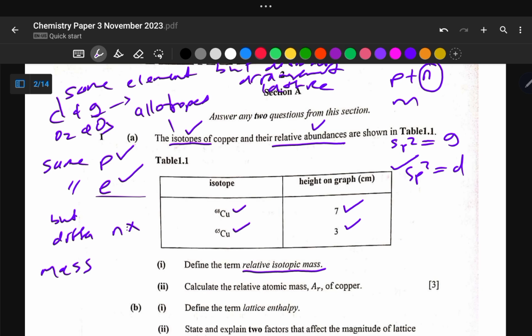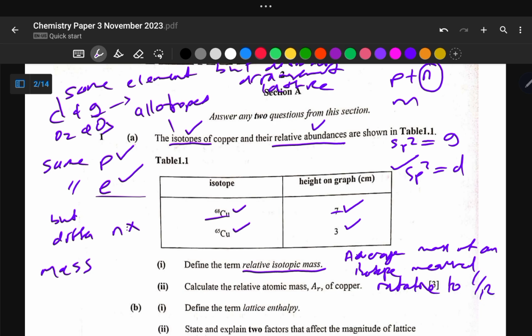So we are given abundance and isotopic mass. We are required to define the term relative isotopic mass. Relative isotopic mass is defined as the average mass of an isotope of an element measured relative to 1/12 the mass of a carbon-12 atom. The average mass of an isotope measured relative to 1/12 the mass of a carbon-12 atom.